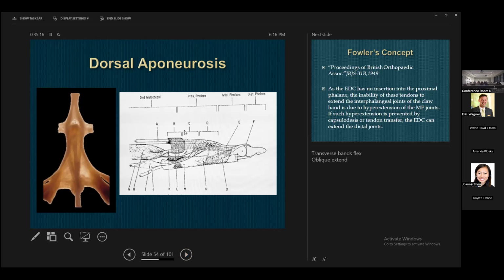The sagittal bands, just proximal, extend the MP joint. These oblique fibers extend the PIP. It's controversial whether they extend the DIP or the ORL does. Probably a little bit of both.